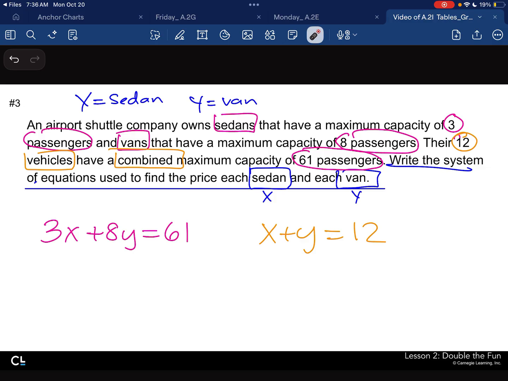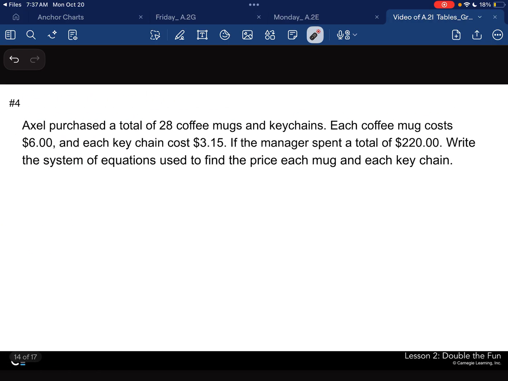So again, I always tell my students, find first the numbers that have the same category. We looked at 3 passengers because that was a sedan. We looked at a van because it was 8 passengers. And then we saw 61 because that was the total number of passengers. And then the number I did not use, I circle it, and I put it in the X plus Y equals whatever that number is. Okay? Go ahead and start on this one and solve it. Or just write the equation, I'm sorry.